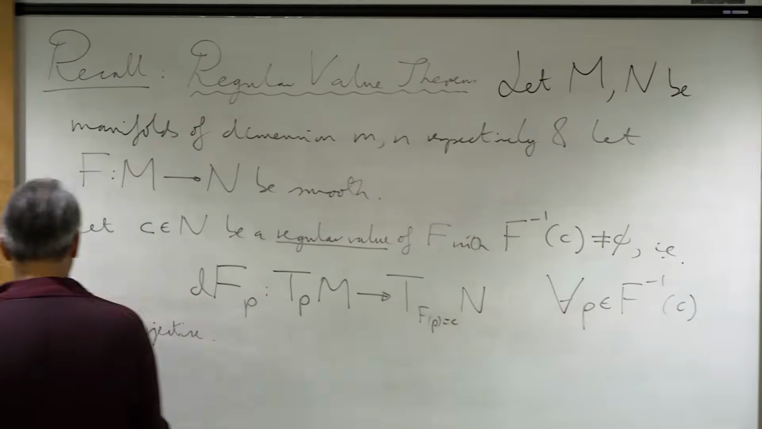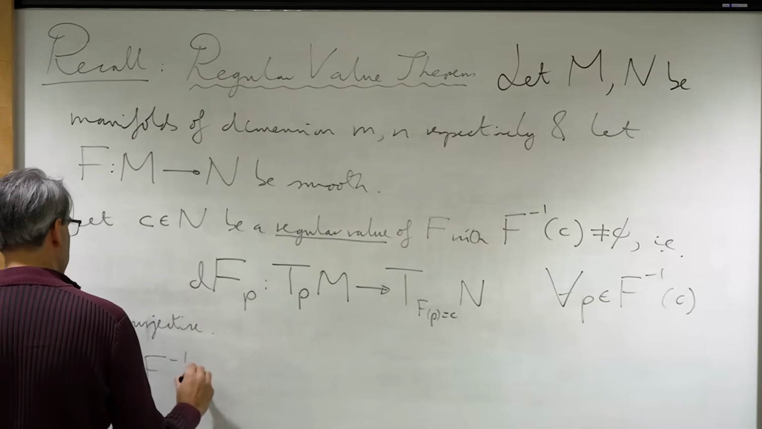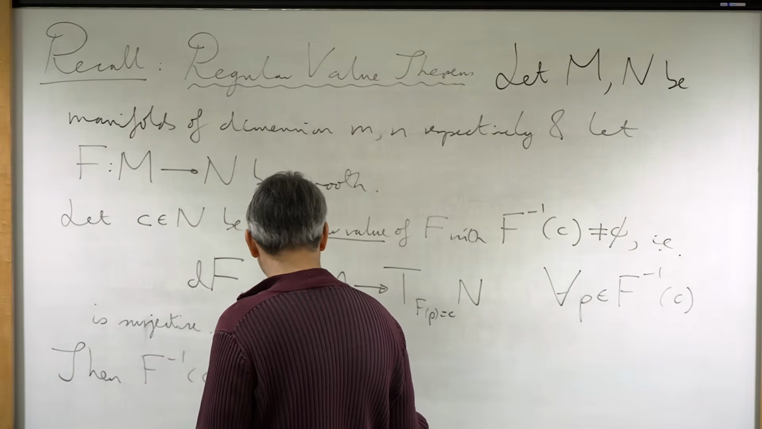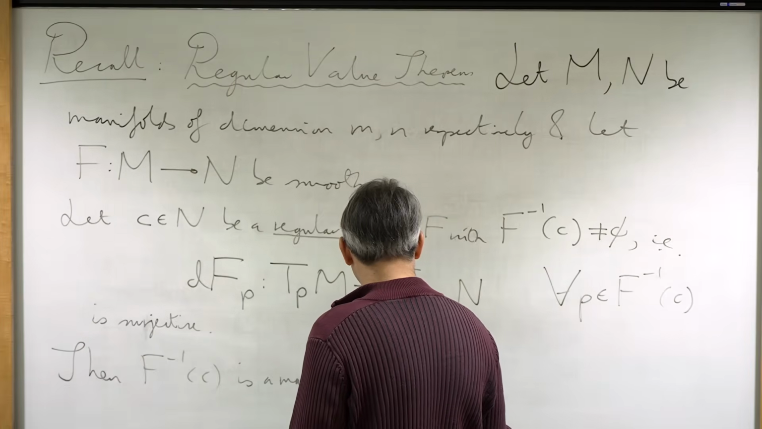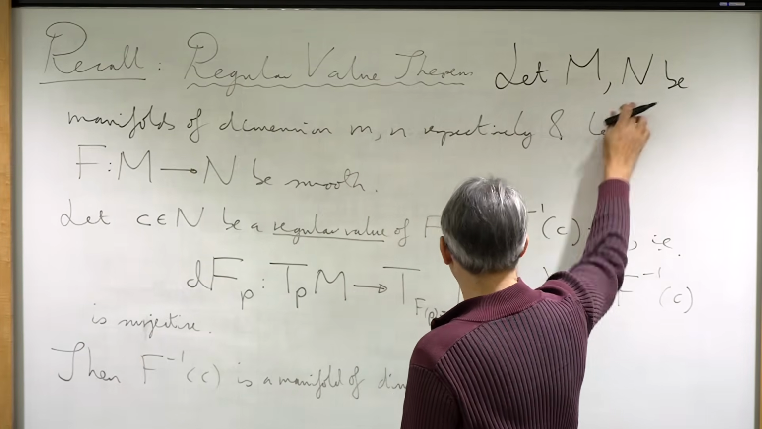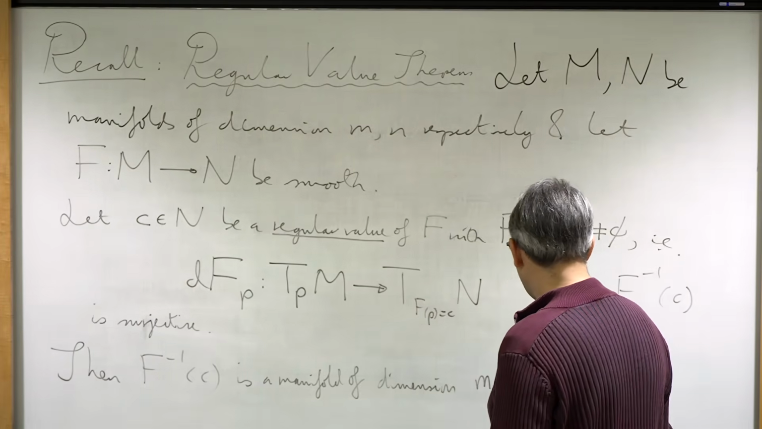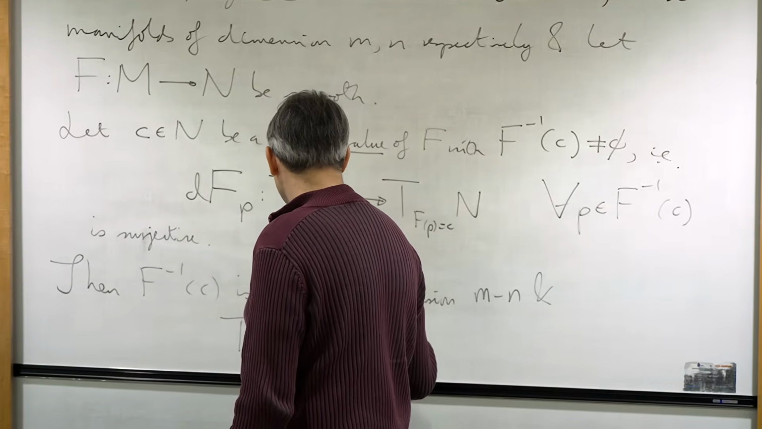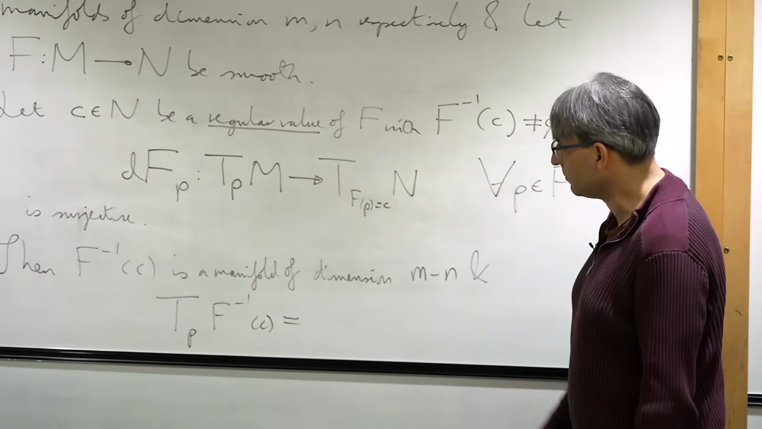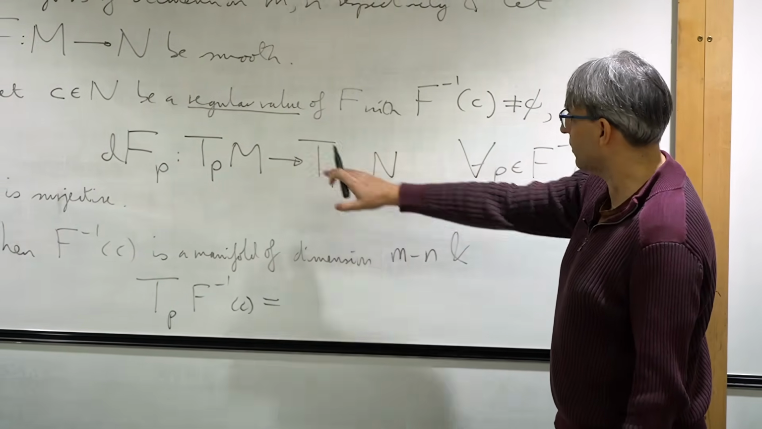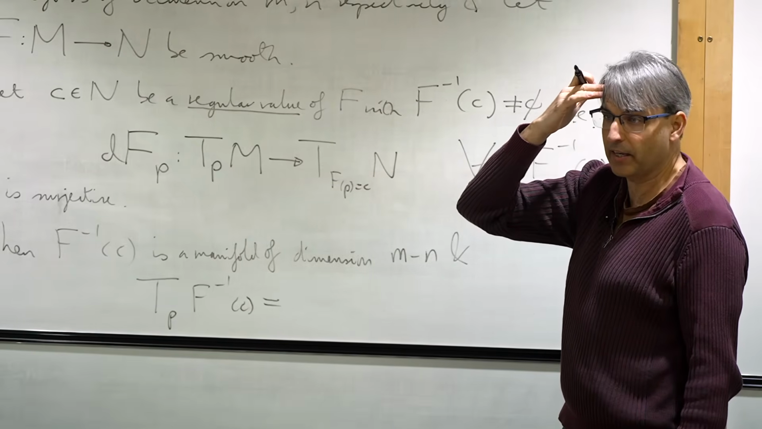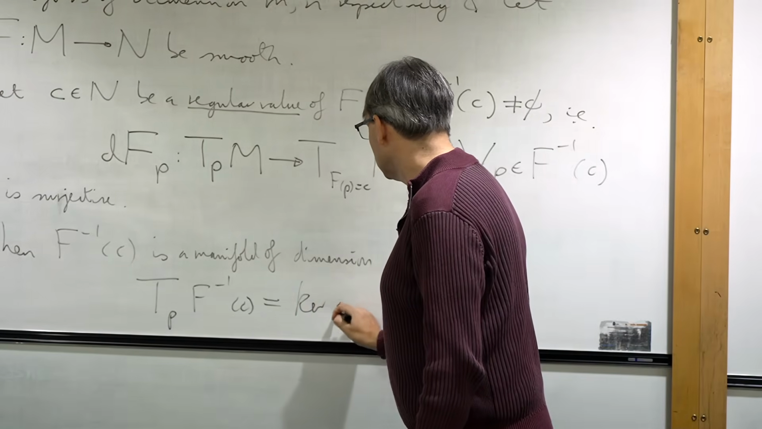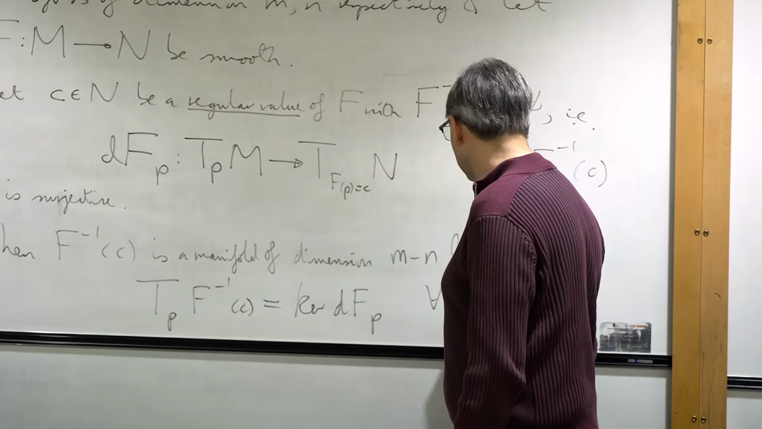And then the conclusion is that the preimage of c, this level set, is a manifold of dimension the difference in the dimensions of M and N, so m minus n. And I can also say that the tangent space at any point of F inverse of c should be some vector space of this dimension, and we know what it must be. It must be the kernel of this differential, because that's what it should be by rank-nullity, right? Because if this is surjective, then its kernel has exactly this dimension. So this is the kernel of the differential of F at p for all p in F inverse of c.